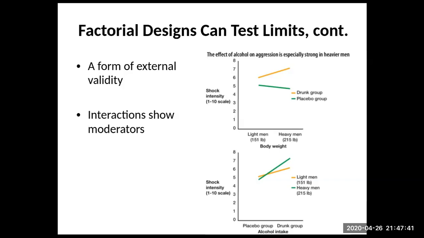So what we see, according to this graph on top, is that the lines are going in different directions.